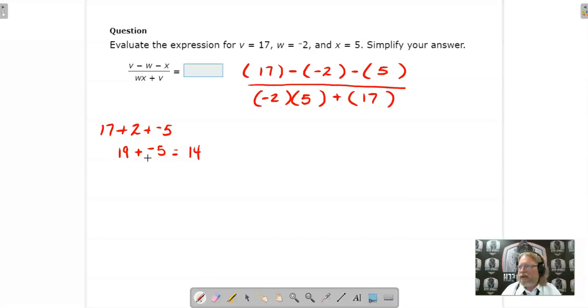And the 19 is positive. It has a greater absolute value than negative 5. So since 19 is positive, the answer is going to be positive. So I end up with 14 for the numerator. And then let's work that denominator.